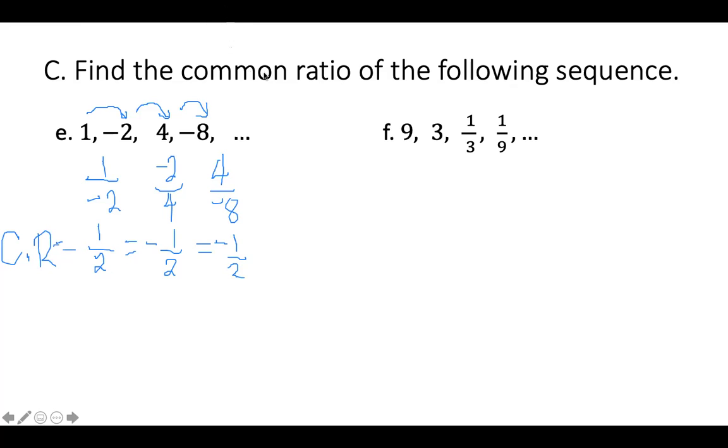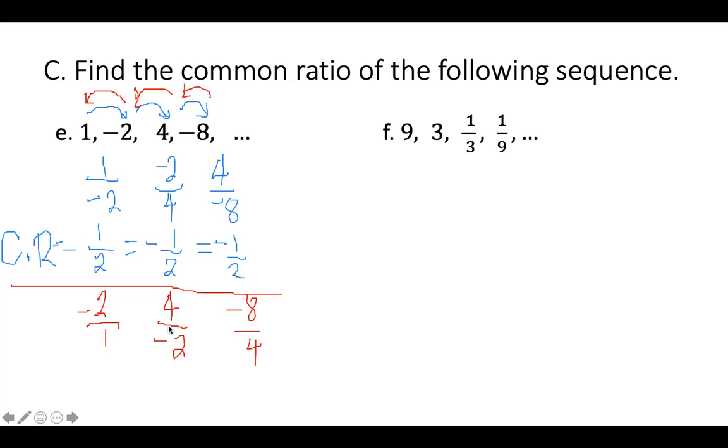Now let's use another way to solve for the ratio. A while ago, we used the first number as the numerator and the second number as the denominator. At this moment, let's use the reverse. Let's use the second number as the numerator, which means negative 2, and the first number becomes the denominator, that's 1. And also here, so that's 4 over negative 2. And here, that's negative 8 over 4.